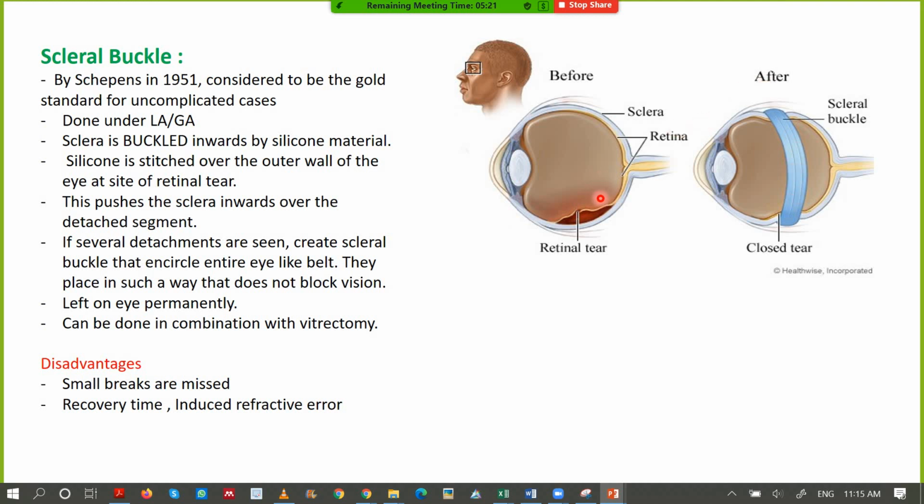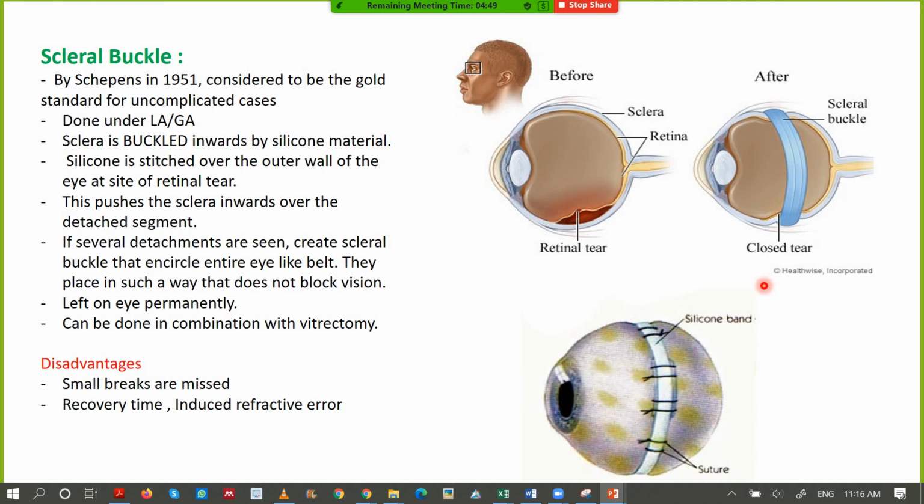This is the major thing, but the major disadvantage is that smaller breaks are missed. It only covers the major breaks, and the recovery time is higher. Also, when there is stretching, the eyeball changes, which is going to change your refractive error again. So you are inducing a refractive error. That is a problem with scleral buckling. This is how the scleral band is put in and then sutured.